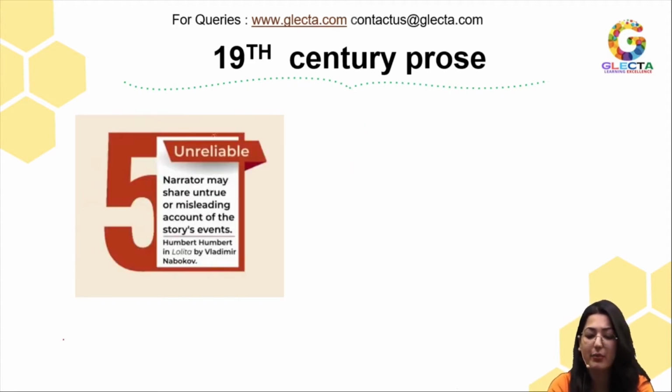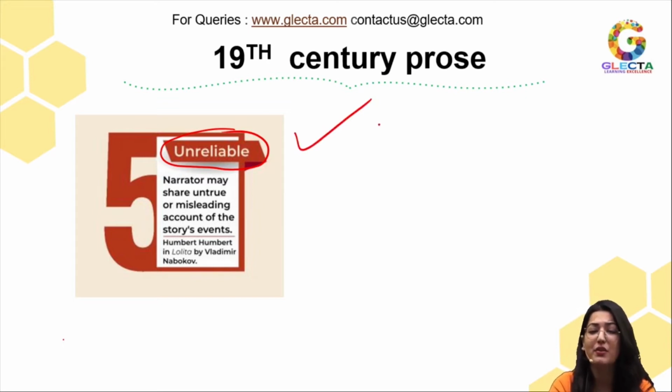Next is unreliable. Unreliable means the things which we can't trust. So the narrator can be unreliable, meaning the events the narrator is sharing cannot be relied upon, they can be untrue and we can't trust them. The narrator may share an untrue or misleading account of the story's events.